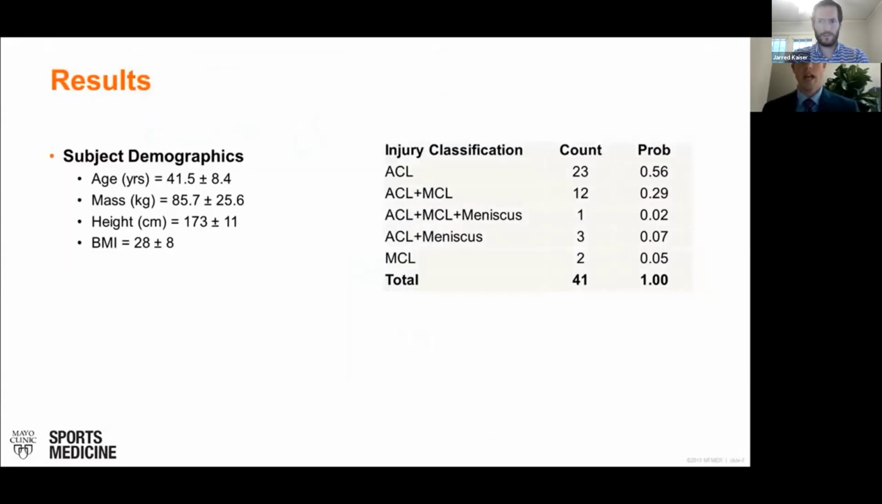The subjects overall had an average age of 41.5, a mass of 85.7 kilograms, and a height of 173 centimeters with a BMI of 28. And on the table on the right, you can see the injury classifications that we had of the 41 specimens with ACL, MCL, and meniscal damage represented.